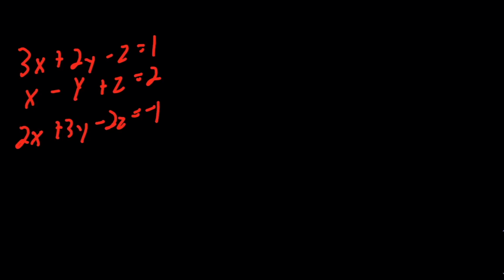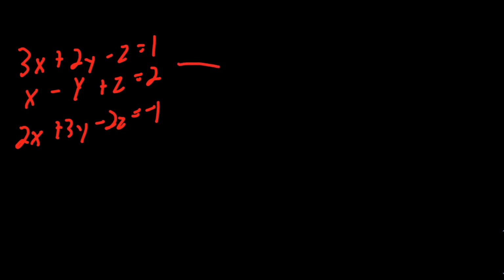Okay, now let's move on to a medium example. First equation, we have 3x plus 2y minus z equals 1. And second equation, we have x minus y plus z equals 2. And 2x plus 3y minus 2z equals -1.